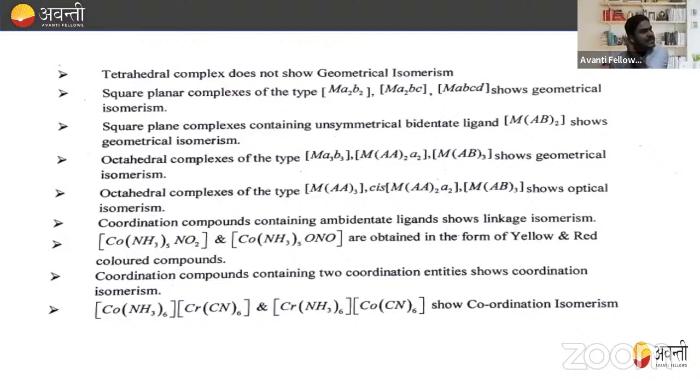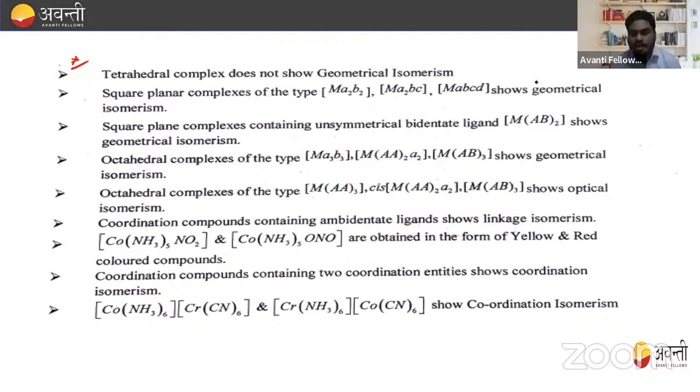Now, the next point: tetrahedral complexes do not show geometrical isomerism. So these points are also going to be very, very important. This is for optical isomerism or geometrical isomerism. I'm talking about the isomerism part. So tetrahedral complexes do not show geometrical isomerism. This point must be remembered, beta, right?